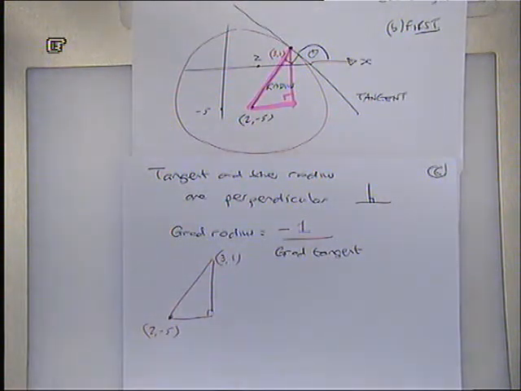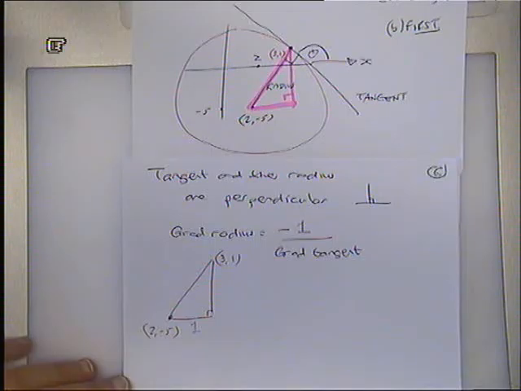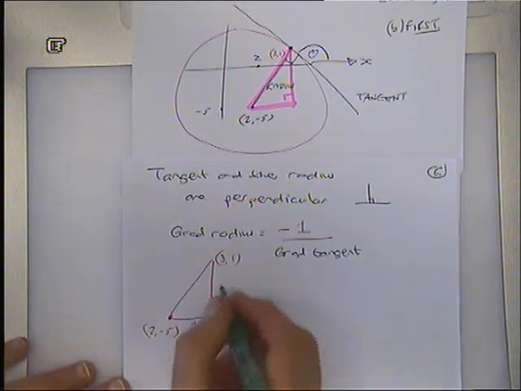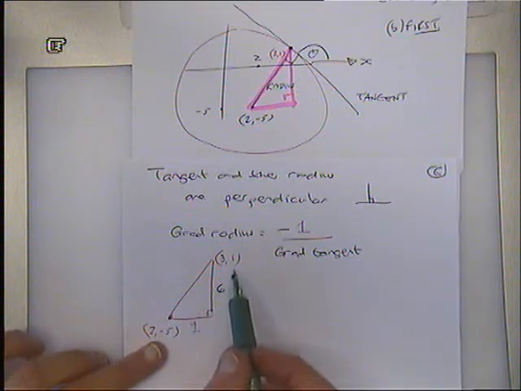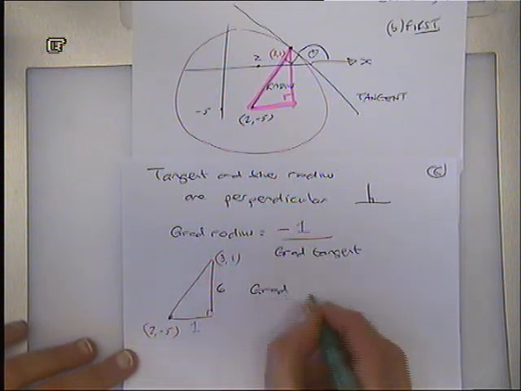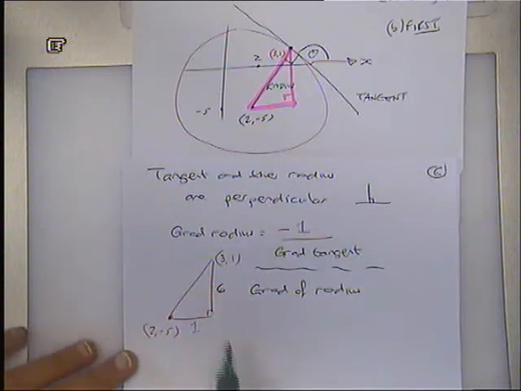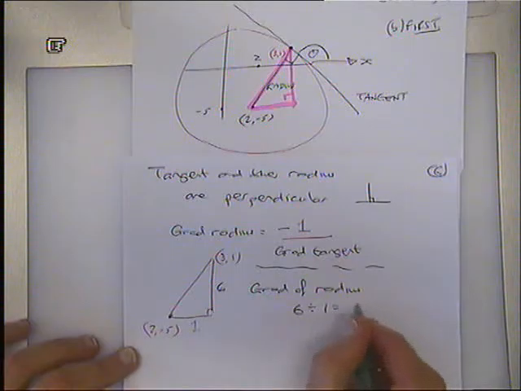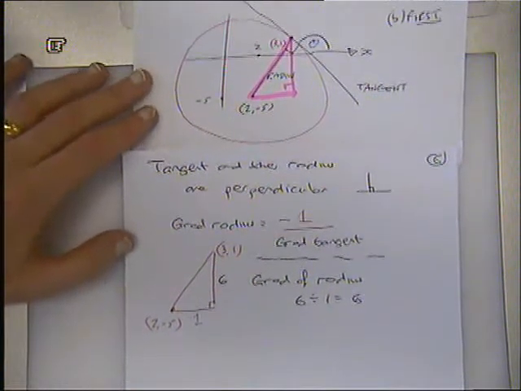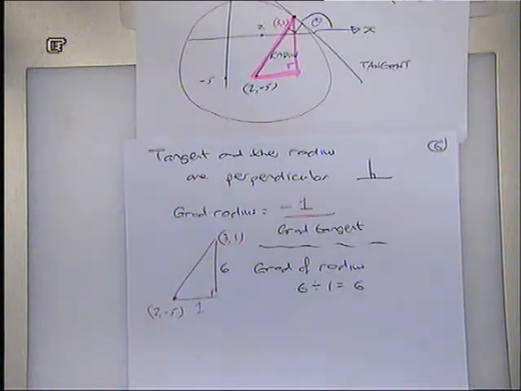So, what is the horizontal distance along the bottom of that triangle? 1. What is the vertical distance up the side of that triangle? 6. Okay, because I've gone along from 2 to 3, and I've gone up from minus 5 to plus 1. So what, therefore, is the gradient of the radius? The gradient of the radius is the up number divided by the across number. 6 divided by 1. So the gradient of the radius here is 6. That's done from that pink triangle.